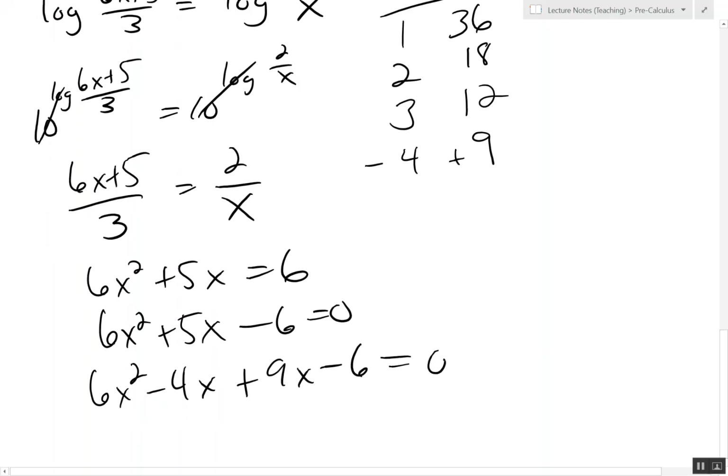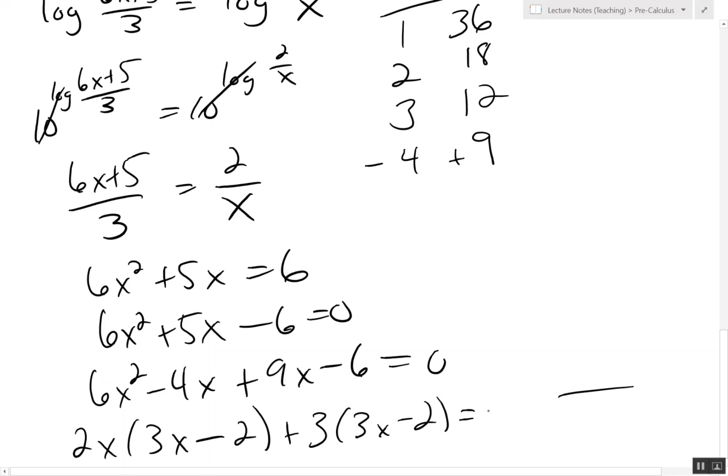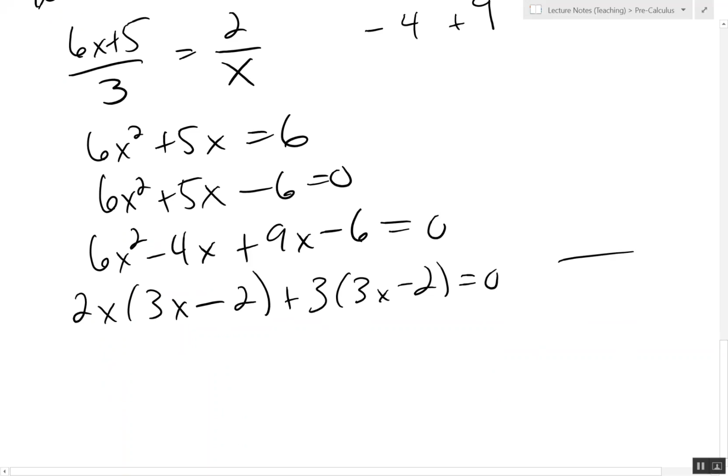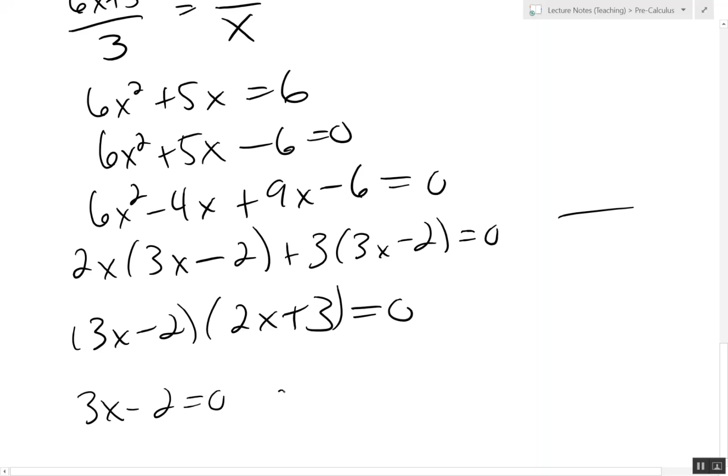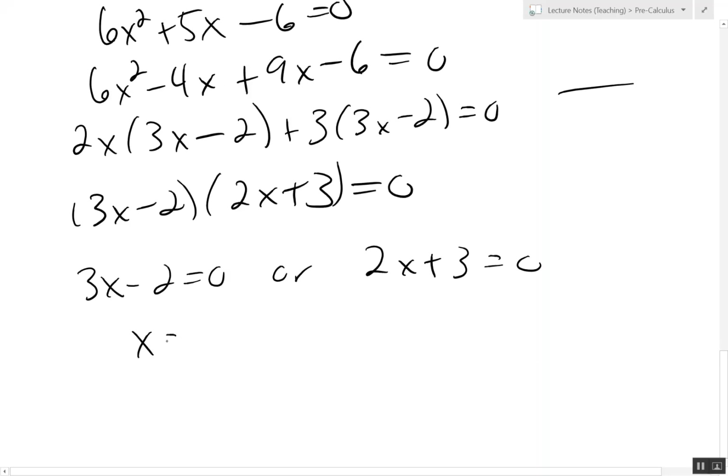In the first two terms, we can factor out a 2x, and this is a 3x minus 2. In the last two terms, we can factor out a 3, so we'll have a 3x minus 2. Notice we have a 3x minus 2 in common, so we can factor that out, and we get (3x minus 2)(2x plus 3) equals 0. This gives me that 3x minus 2 equals 0, or 2x plus 3 equals 0. And so x equals 2/3, or x equals negative 3/2.